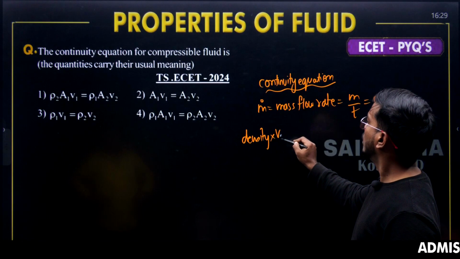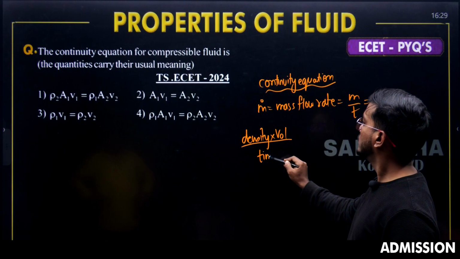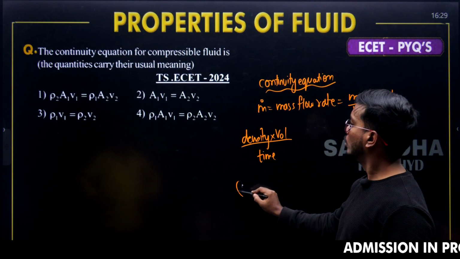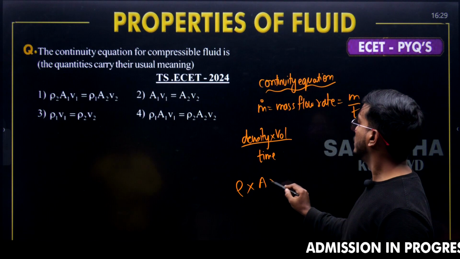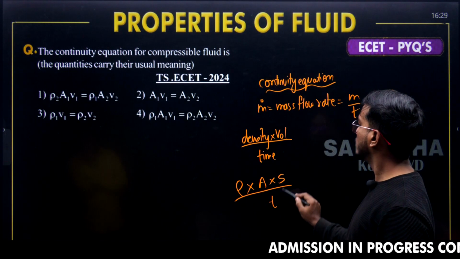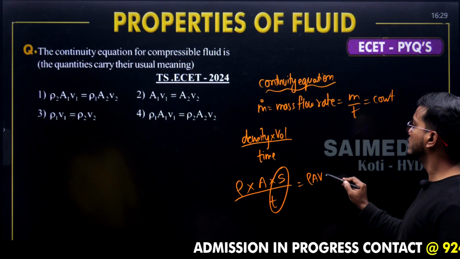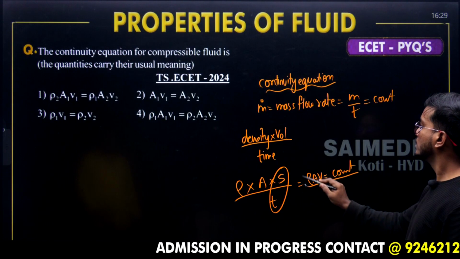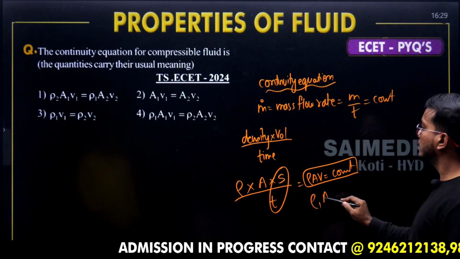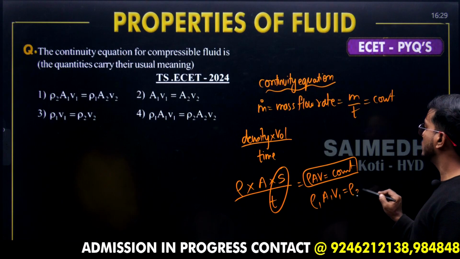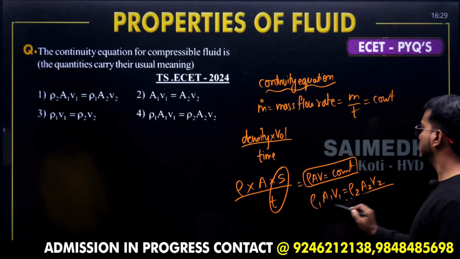Density into volume divided by time. Density here is denoted with rho. Volume formula: area into displacement divided by time. Displacement by time is called velocity, so rho AV. That means rho AV is a constant. If it is constant, we can write it like this: rho 1 A1 V1 is equal to rho 2 A2 V2.